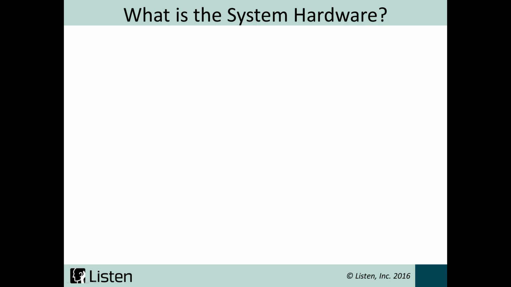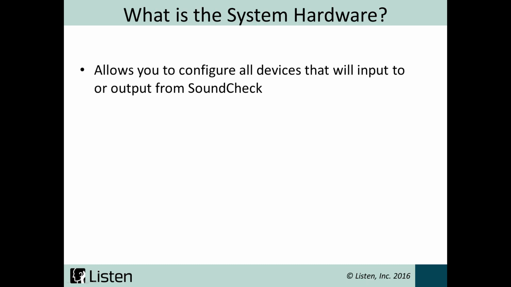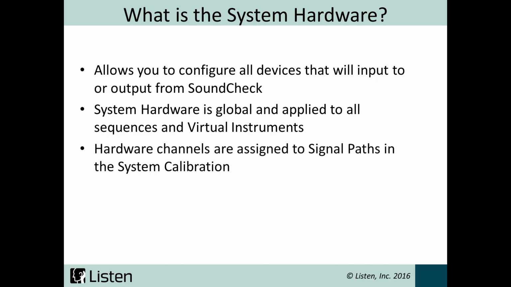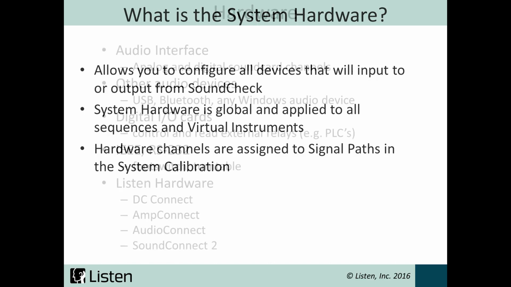First, what is the system hardware? This is a table in SoundCheck that allows you to configure all your devices that will input or output from SoundCheck. These are global settings. Once you have them set up the first time, you won't need to change them between sequences. Once the hardware channels are assigned, you'll need to go to System Calibration to assign them to signal paths. We'll go over that in a later video series.